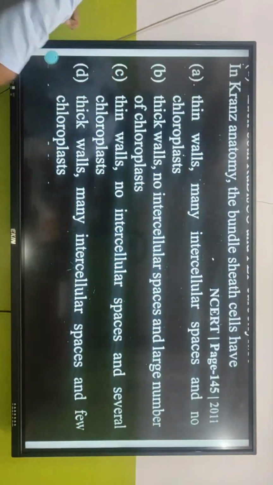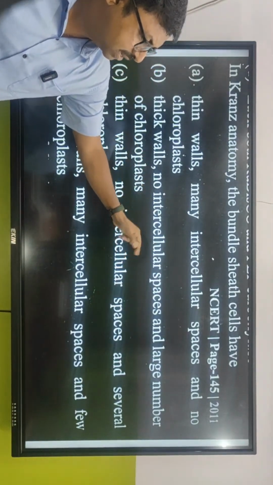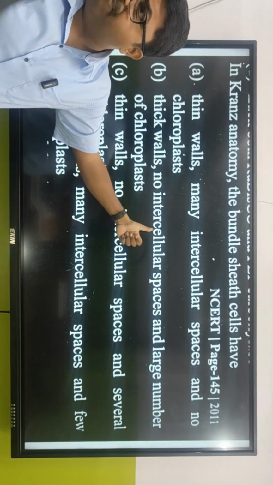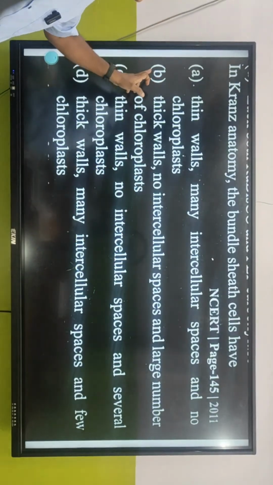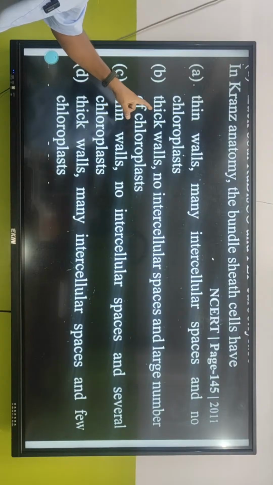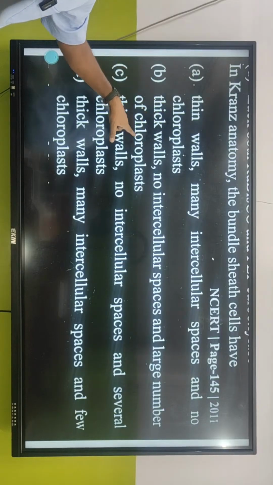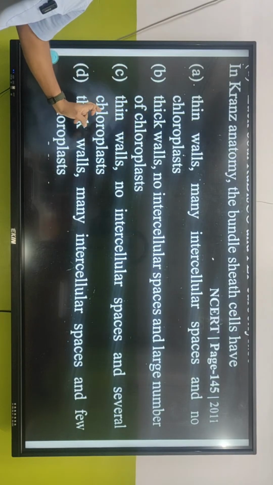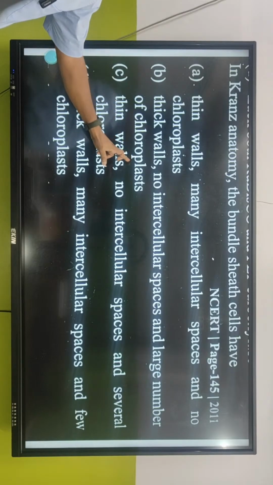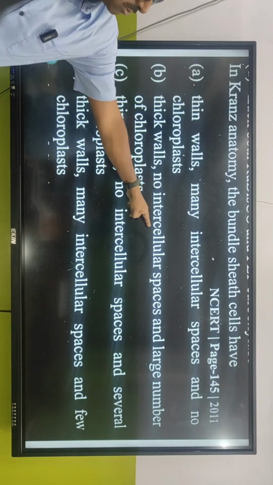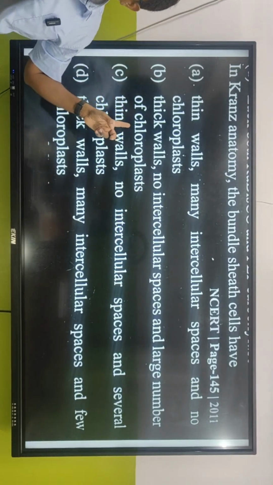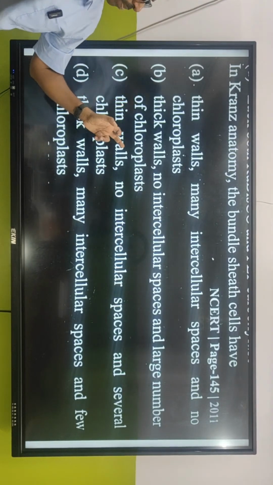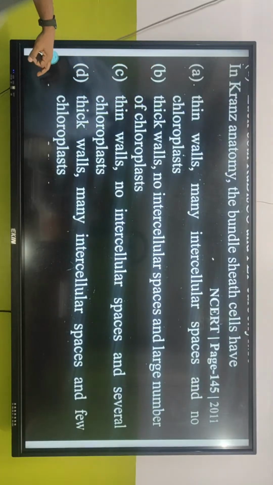What about B? Thick walls, no intercellular space. Yes, they don't have intercellular spaces. Many intercellular spaces? Large number of chloroplasts? No intercellular space. That is right. What kind of chloroplasts are granular? They have got chloroplasts. So answer is B.